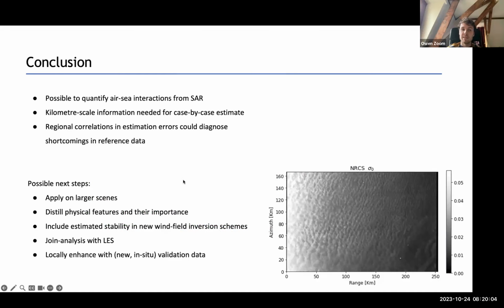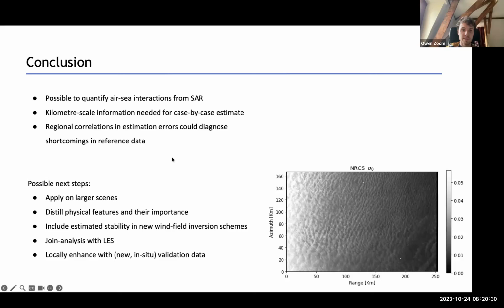So to conclude, from the textures in our SAR images, we can derive quite some parameters related to the air-sea interaction. And we can quantify, for instance, Obukhov length or the heat fluxes. In order to do so, we need this kilometer scale information, because otherwise we are training towards a global average.